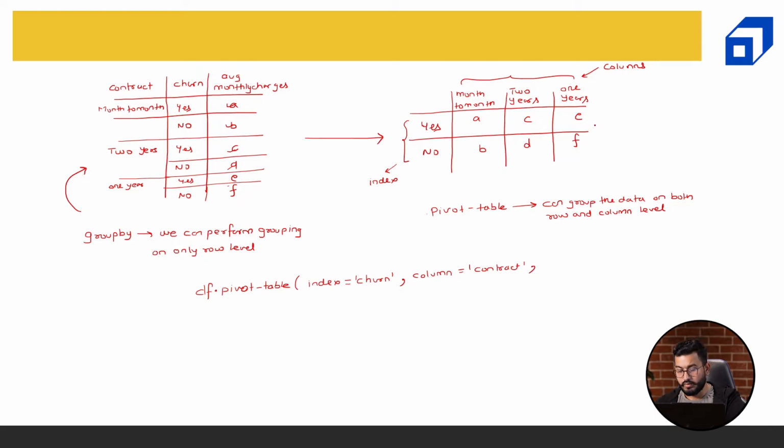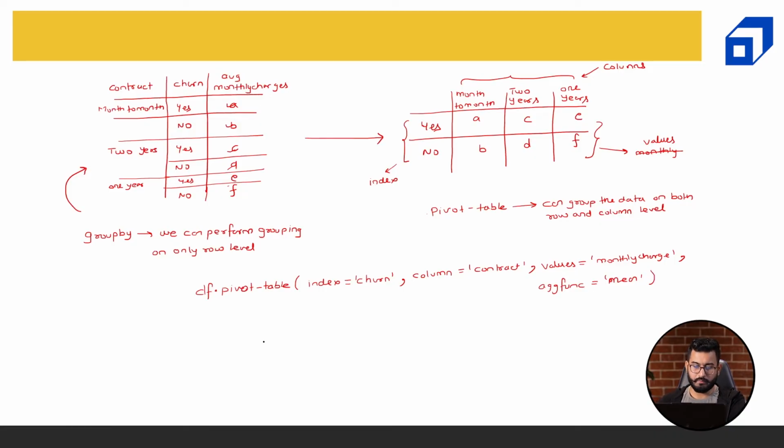Then using which column you have filled this table. So I have taken the average of monthly charges. So monthly charges is the column, or this is known as the values. So values, the values are monthly charges. And finally we have the attribute, which is aggregation function, aggfunc, which is nothing but my mean, and we close the bracket.